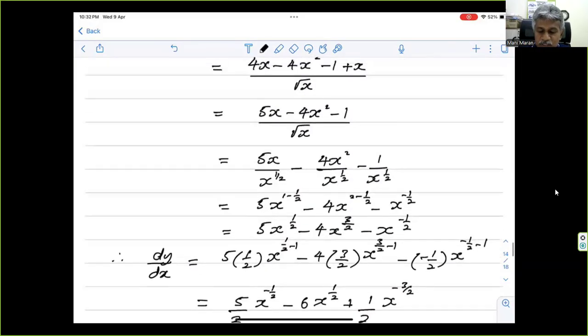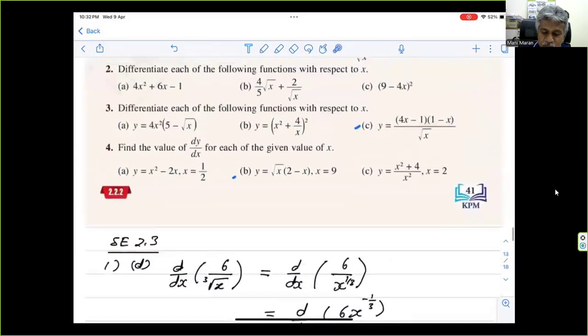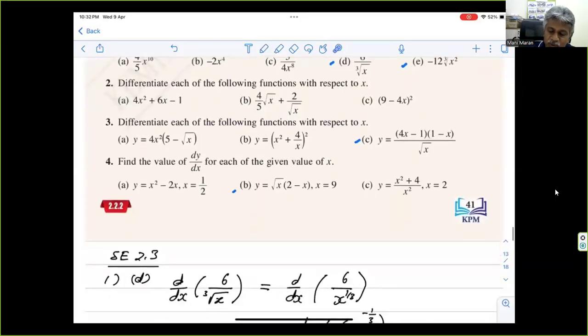Okay, so if you just revise this very quickly, we have done question number 3C as well. So I've done D, E, and C. This is also very similar. Find dy by dx. Okay, all you have to do is differentiate first. I think I will do this in the video for next week's recording. Then you all can see how to do this.